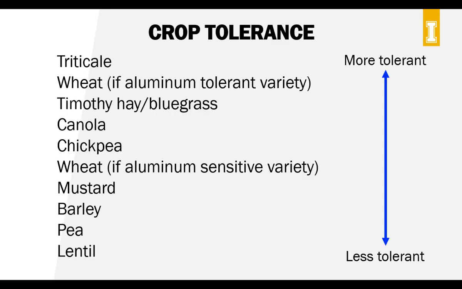Crop tolerance was mentioned. This is one strategy we currently have, and this just ranks the crops that we grow in this area based on the literature and my observations of these various crops, working with them over the last 10 to 15 years in acid soils. Triticale is probably one of the most tolerant things we can grow in our soils. Wheat is highly tolerant if we have an aluminum tolerant variety. Timothy hay and bluegrass are pretty tolerant. Canola is fairly tolerant. Of our pulse crops, chickpeas are the most tolerant, and I'll show you an example.